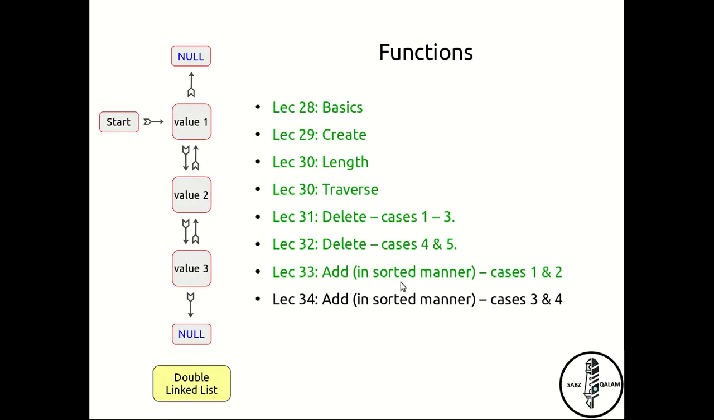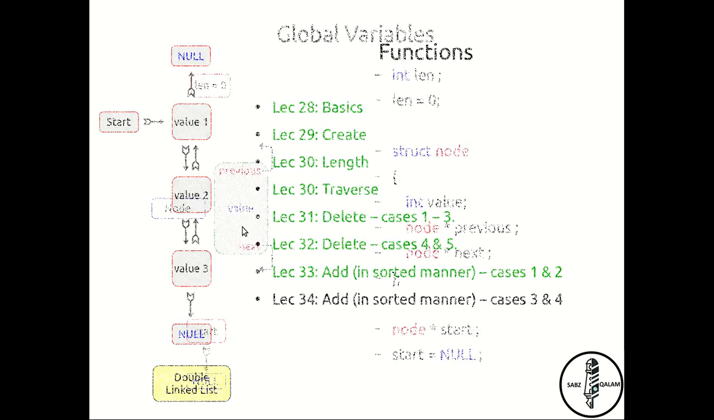Now, as a precursor, we've been discussing double linked lists since lecture 28. This is lecture number 34. In the last lecture, we talked about add, where the double linked list, while adding elements, is sorted. It retains its sortedness during the add process. So you have to make an add function that ensures that your double linked list is sorted by default.